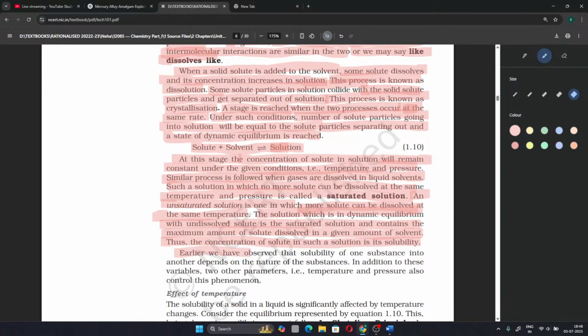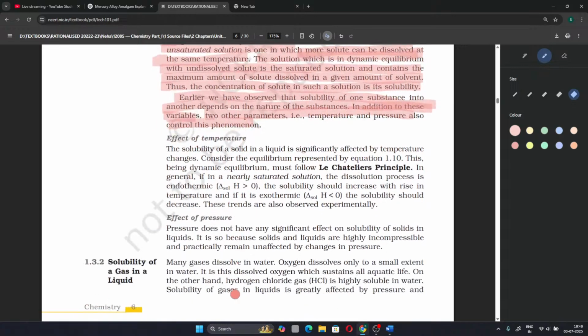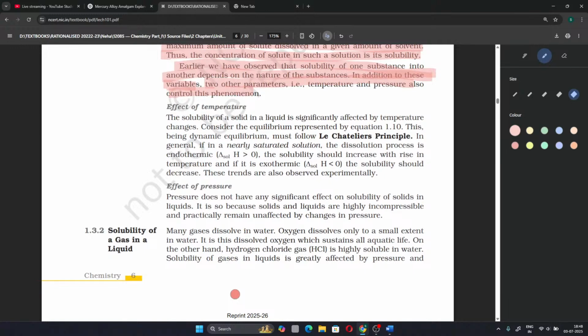Earlier, we have observed that solubility of one substance into another depends on the nature of the substances. In addition, two other parameters, temperature and pressure, also control this phenomenon. Now, how they control it: effects of temperature. The solubility of a solid in a liquid is significantly affected by temperature changes. How so? Consider the equilibrium represented by equation 1.10.